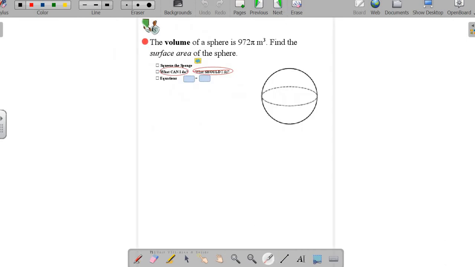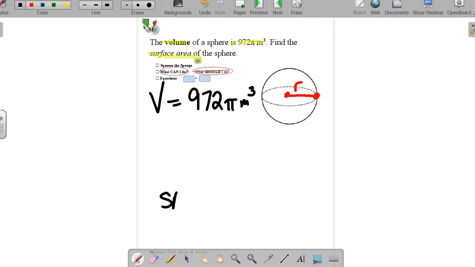Ready? Put your finger right here. Finger on the paper, folks. Read out loud. The volume is 972 pi meters cubed. Find the surface area. Remember, the only thing you need for surface area and volume of a sphere is a radius. That's the only thing you need. Always start with what you have. The volume is 972 pi meters cubed. We want the surface area.